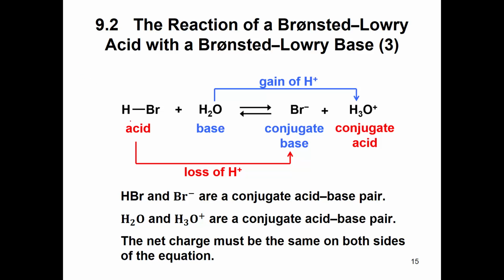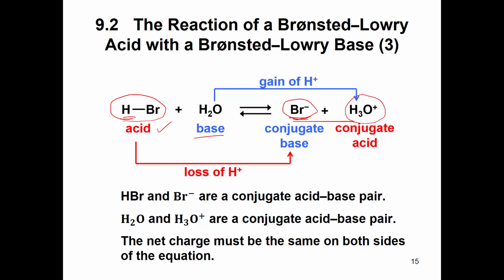So your HBr and your Br minus are conjugate pairs, with HBr as your acid because it has an H in the front, and your conjugate base is your bromide. Water can act as an acid or a base, remember. In this case, it's accepting a hydrogen or proton, and so it becomes a conjugate acid.